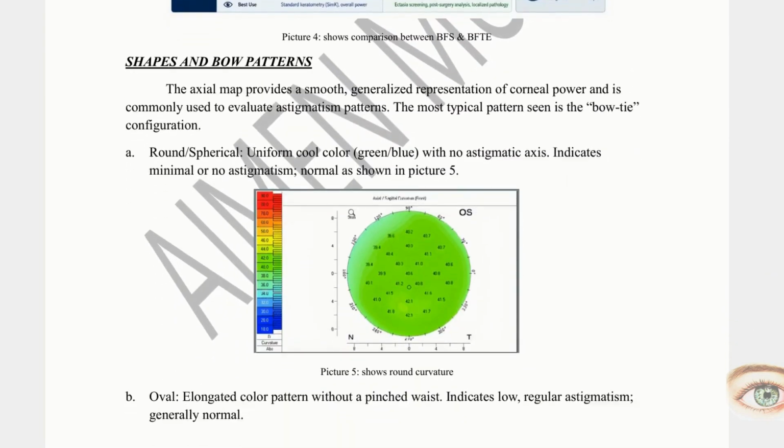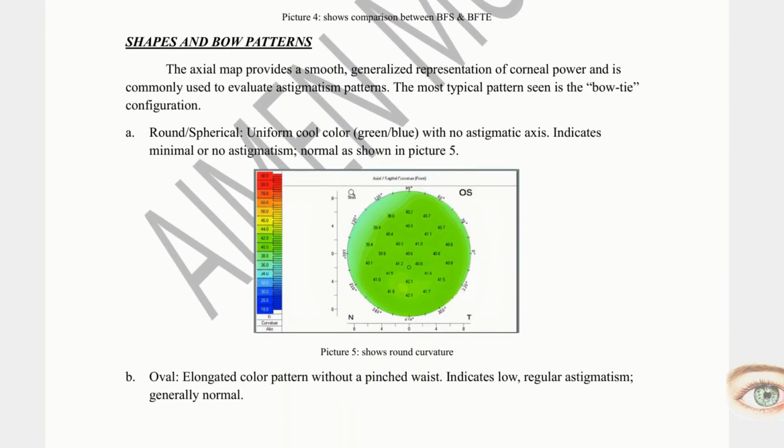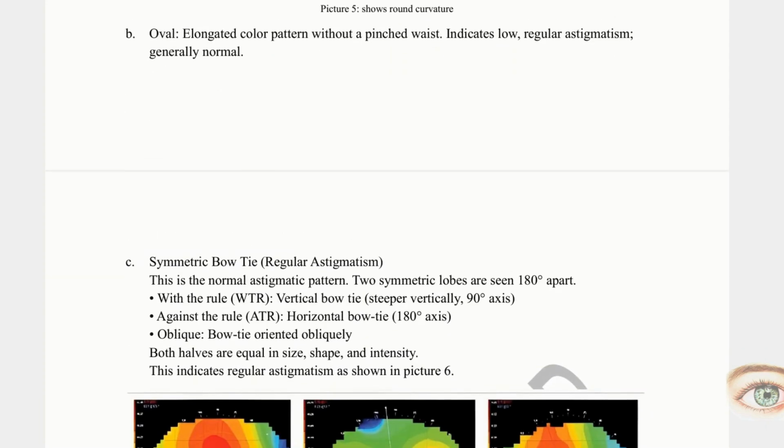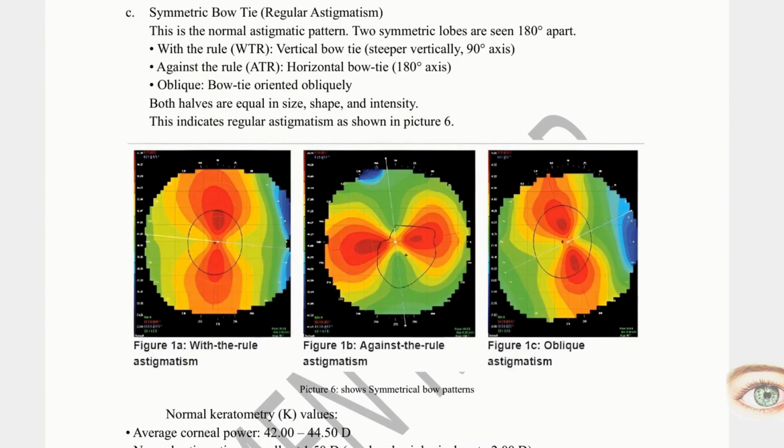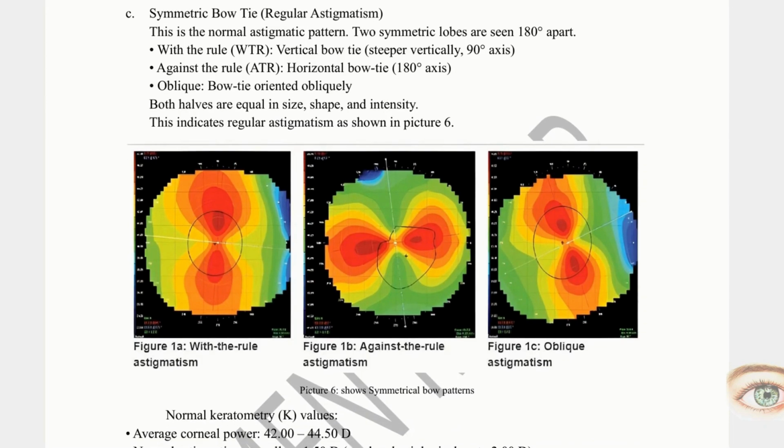Now, the first pattern, a very normal pattern, is a round spherical pattern, a green pattern, and it can also be a pattern that you have seen in the pachymetry map. The periphery might be a little blue, and the center might be a little green. It can be round, and it can be a little oval. I couldn't find an oval map on the internet, and none of my patients had an oval curvature map. So the most important are the bow patterns.